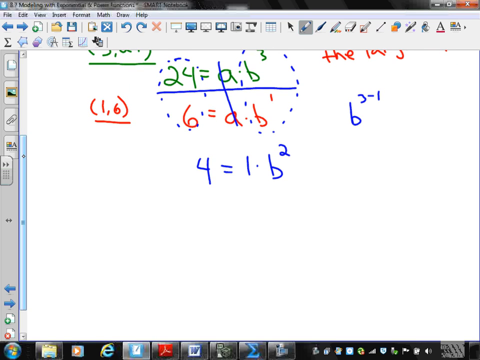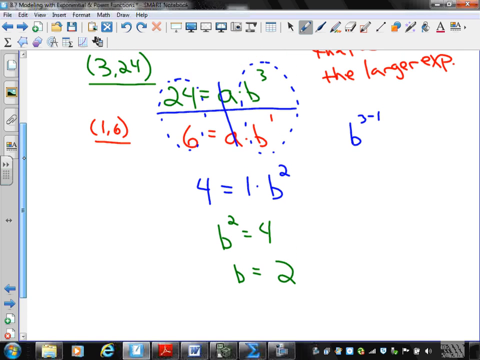Okay, so I end up with b squared equals 4, or b is going to take the square root of both sides, and I really should get plus or minus 2, but I'm going to throw out the negative 2 because I don't want my base b to be a negative value. So I'm recognizing that it should be plus or minus, but I'm throwing out the negative there because I don't want it. Okay, so I now have b.